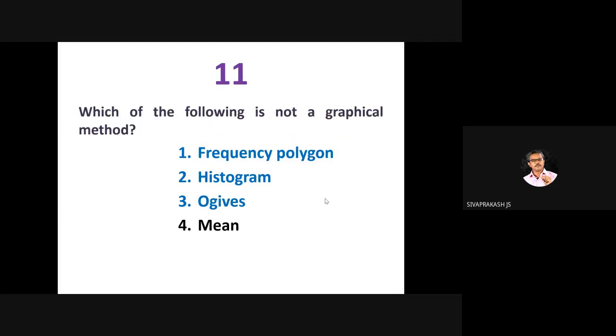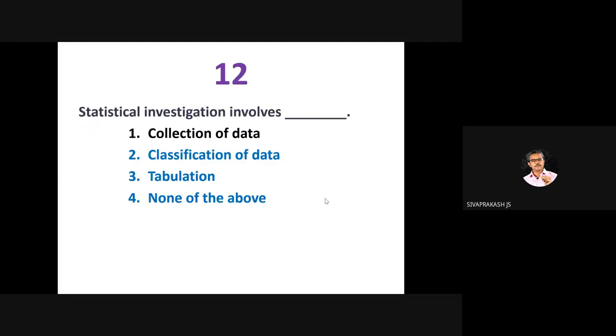Next. Which of the following is not a graphical method? It's easy. Mean is the calculative one, so it's not a graphical method. Right? Next. Statistical investigation involves collection of data. Right? Collection of data, then classification, tabulation.